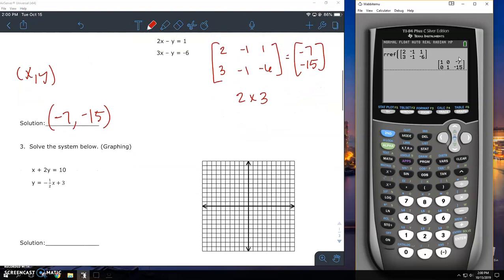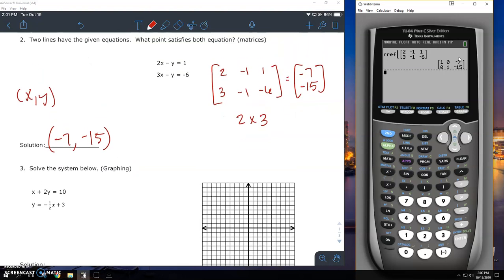If I went too fast on those steps, make sure that you pause the video or rewind it and go back so that you can get those calculator steps.